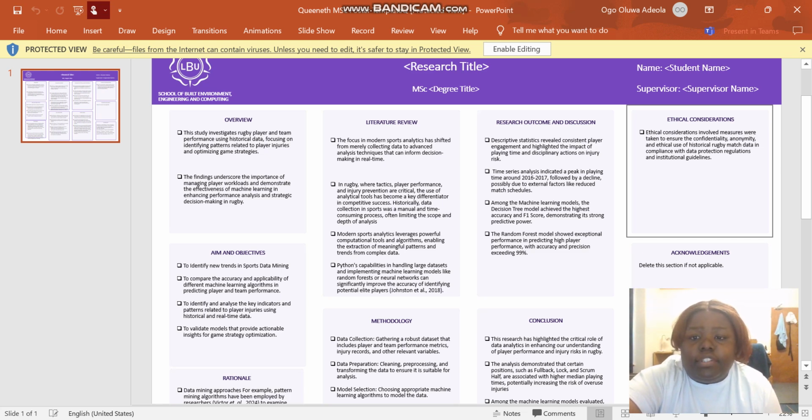The outcome of this discussion revealed consistent player engagement and highlighted the impact of playing time and disciplinary action on injury risks. Time series analysis also indicated a peak in playing time around 2016 to 2017, followed by a decline, possibly due to external factors that reduced the match schedules, such as COVID.